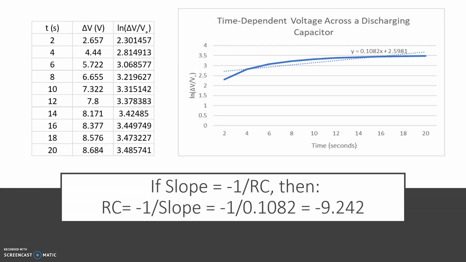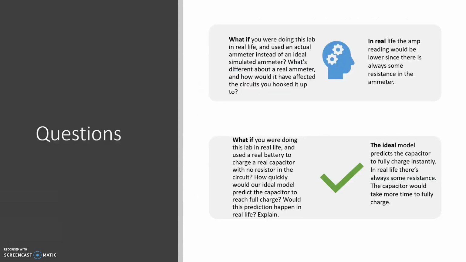And to calculate this time constant, I took the circuit kit and measured the potential difference of the capacitor at each of the following times. Then I took the potential difference into the natural log equation as found in the previous slide, and then put this into a chart over 20 seconds. Then I took the slope of the line, 0.1082, and put it into the slope equation that I found in order to find the RC constant of negative 9.242.